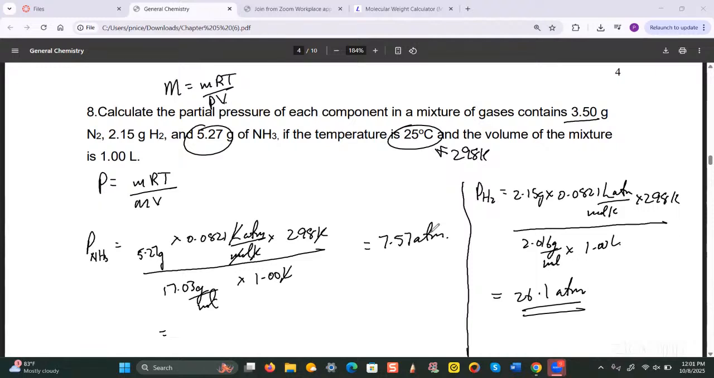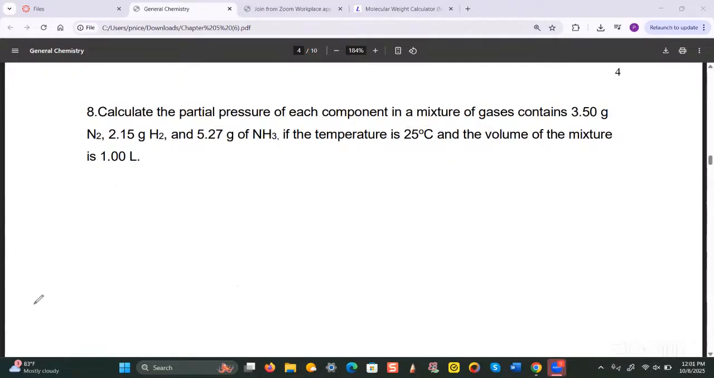Any questions? Okay, let me clear this, and scroll down to number 9.